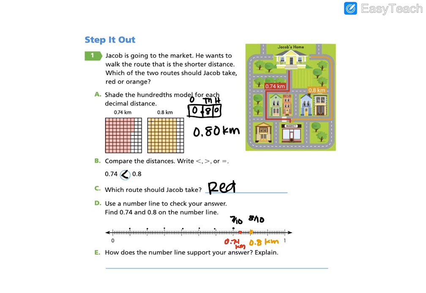How does our number line help support our answer? Well, what can we see? 8/10 is further. It's closer to 1 whole, so it's greater, meaning that 74 hundredths is shorter. Go ahead and pause the video and write your explanation.